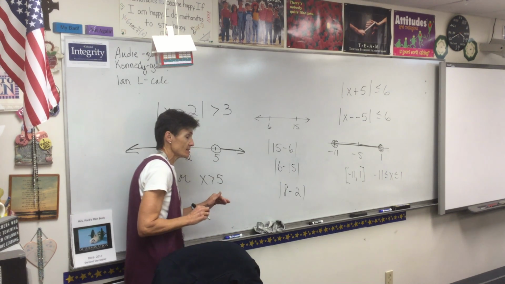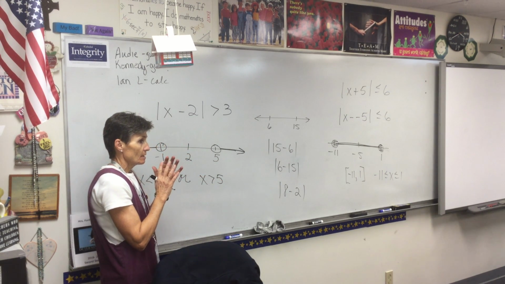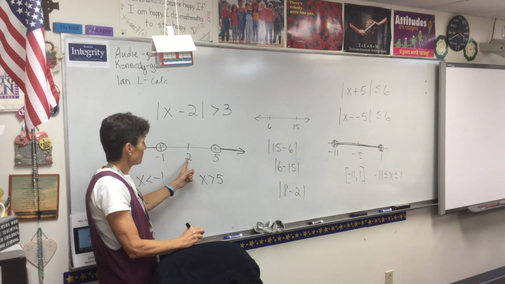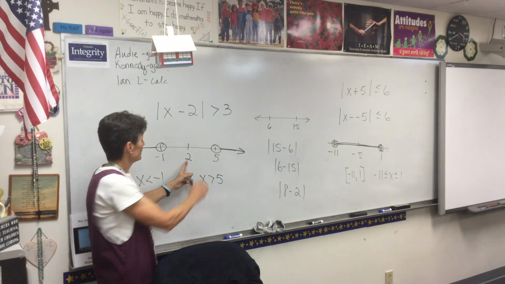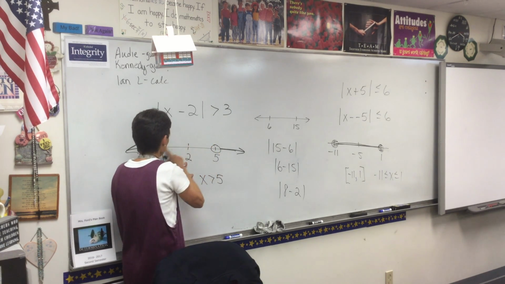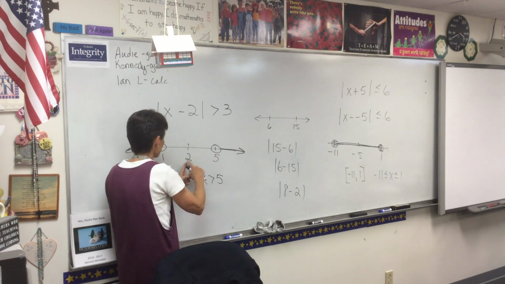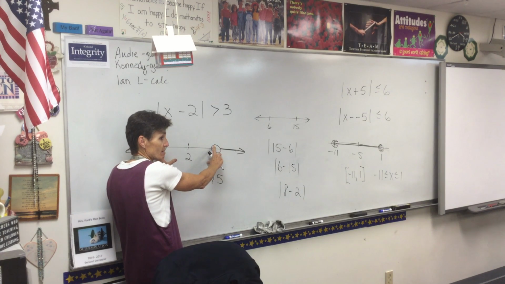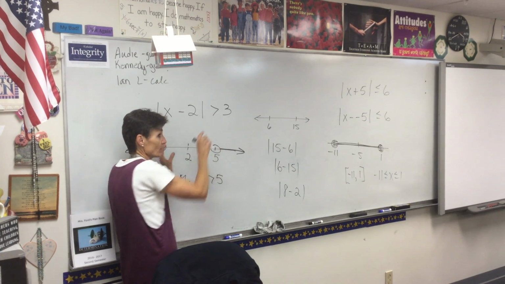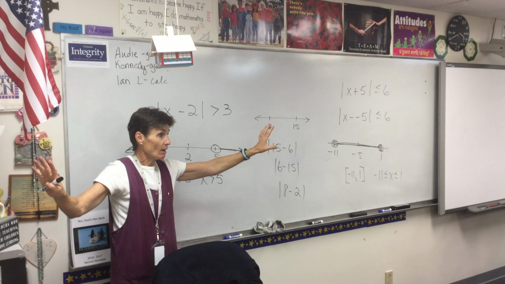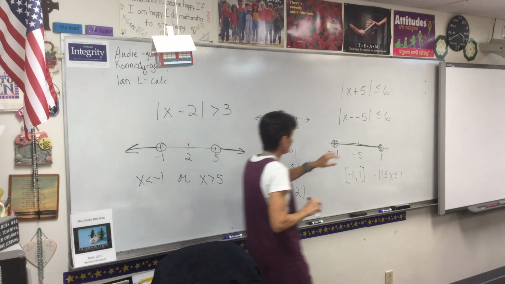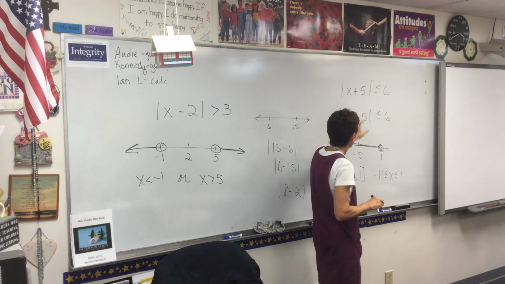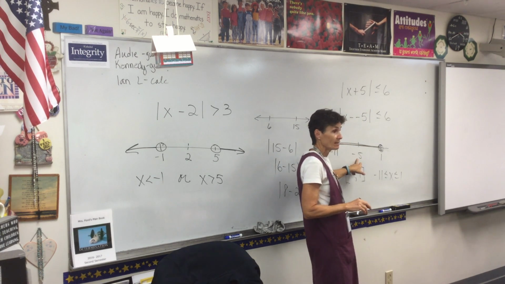Before I erase these, what I'm doing is so simple. In the middle of the number line, I put a 2, and then I counted back and forth 3. So 2 plus 3, 2 minus 3, right? I put dots there, and then since it was greater than, I shaded out. So this one, this is a little tricky, this had to be a minus, so it's minus a negative, so I put a negative here in the middle.